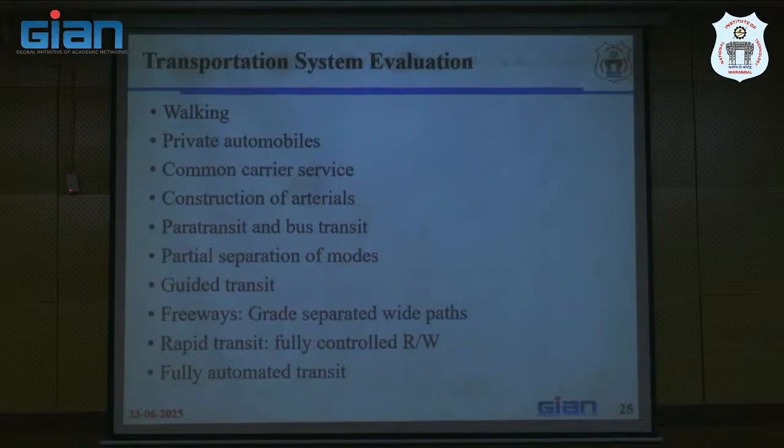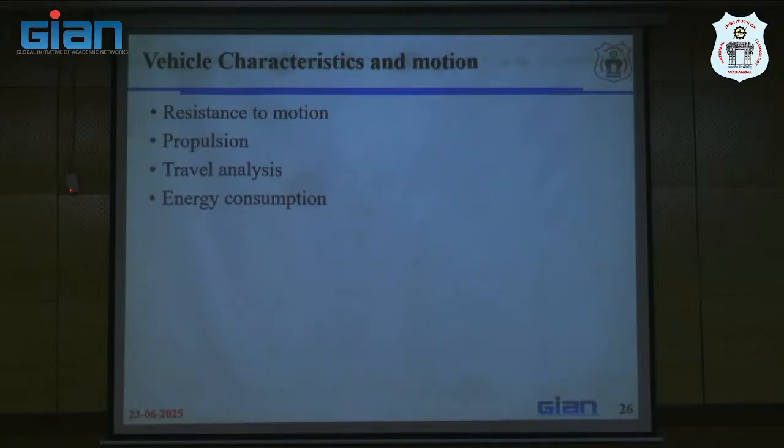And there are different ways to understand this kind of evaluation of the transit system. These are the major important factors to be considered. Other than that, we have also vehicle characteristics and motion, resistance to the motion, propulsion types, travel analysis and energy consumption. Out of these, the travel analysis, that is the trip length of the different categories of the transit system, the average trip rates, and the price of the trips corresponding to the average trips, will be important to understand the change of travel patterns of the particular city when you are making any kind of policy decisions on the transit system.